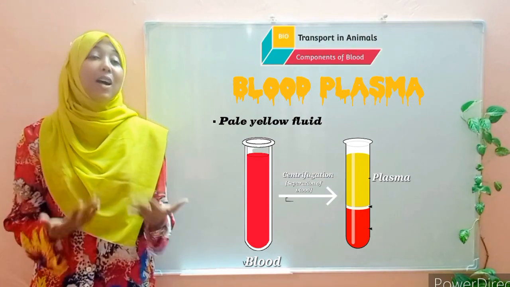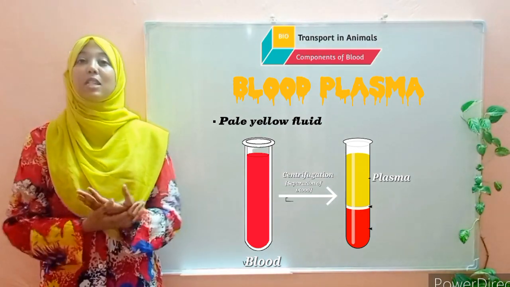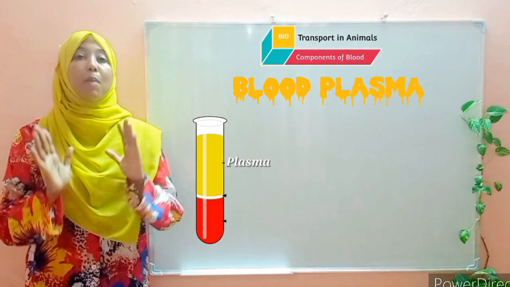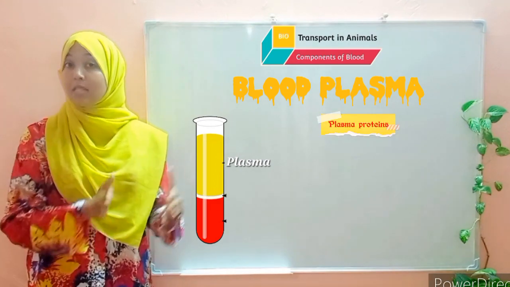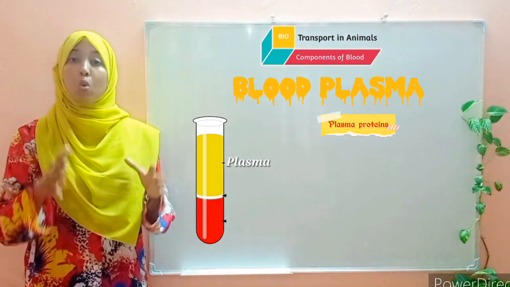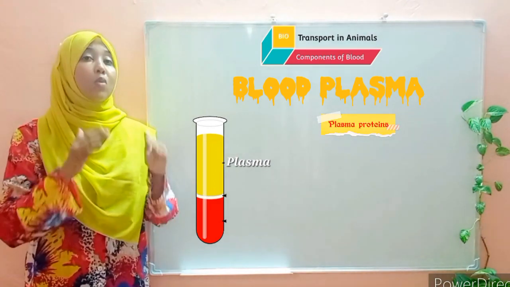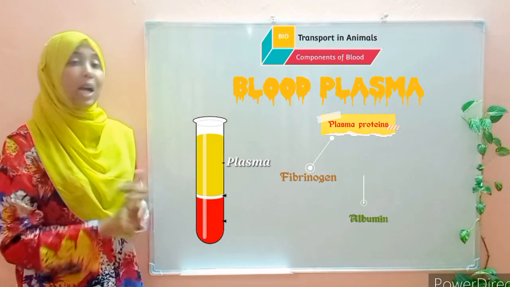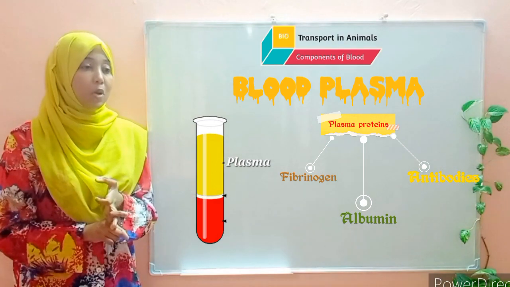Now, what do we have in the plasma? We have such a variety of substances. We have blood proteins. Blood proteins are also known as plasma proteins. So these are a group of proteins that are usually found in blood. This is where we have fibrinogen, we have albumin, and we also have antibodies.